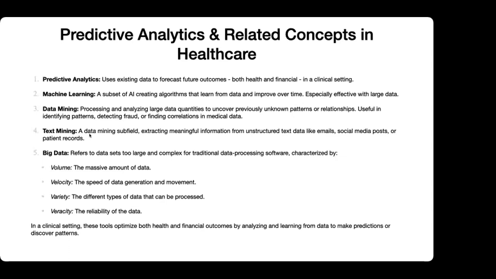Now, the term big data is used to describe data sets that are too large and complex to handle with traditional data processing software. The main characteristics of big data are usually described with the four Vs. What are those four Vs? Volume, velocity, variety, and veracity. These are how you describe your big data: massive amount of data, speed of data generation and movement, the different types of data that can be processed, and the reliability of the data.